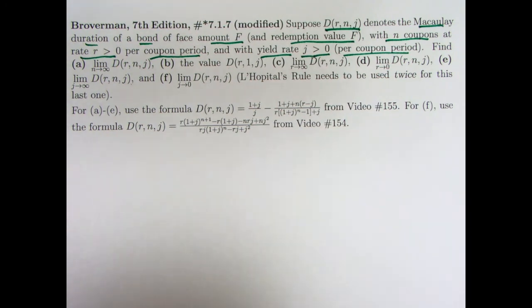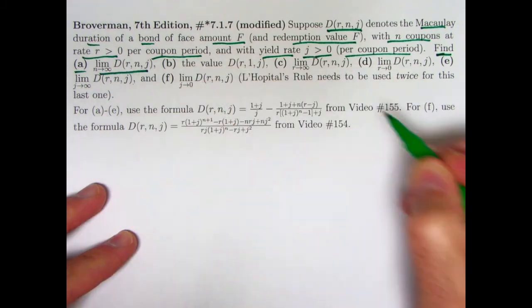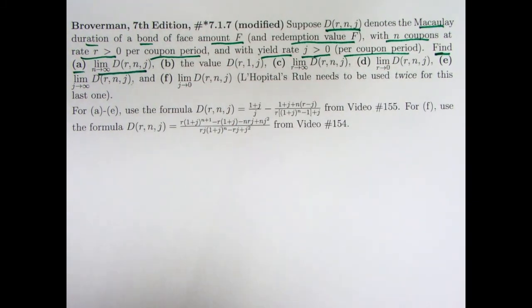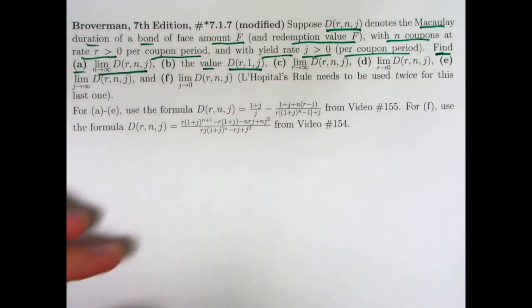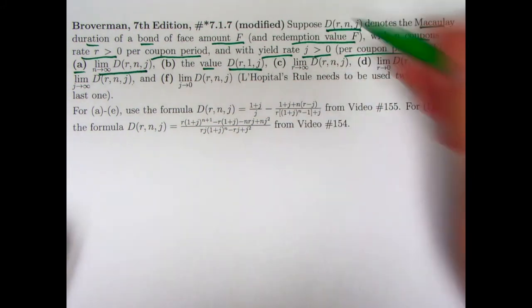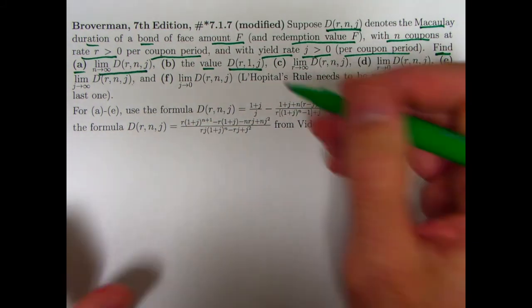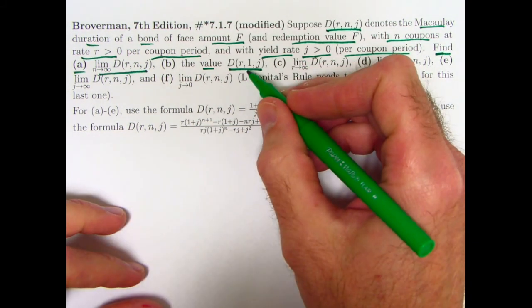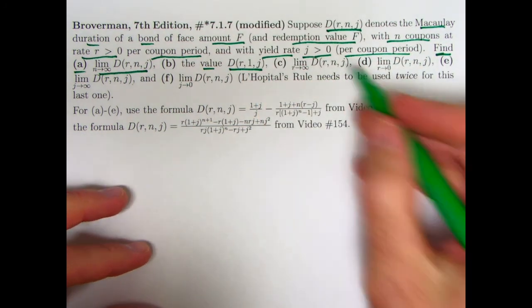What do we want to find? We want to find some limiting values, essentially. Find, part A, the limit of the Macaulay duration as n goes to infinity. Actually, we've already done that in the last couple of videos. Part B, the value of d(r, 1, j), let n equal 1. Now the book actually writes this as a limit as n goes to 1, and that's why I've modified the problem. You know, n is a discrete variable, so it really doesn't make sense to say what's the Macaulay duration if you have 1.2 coupon bonds, for example. 1.2 coupons. So it's not really a limiting value, though you could calculate it as a limit if you wanted to. N is a discrete variable, not a continuous variable.